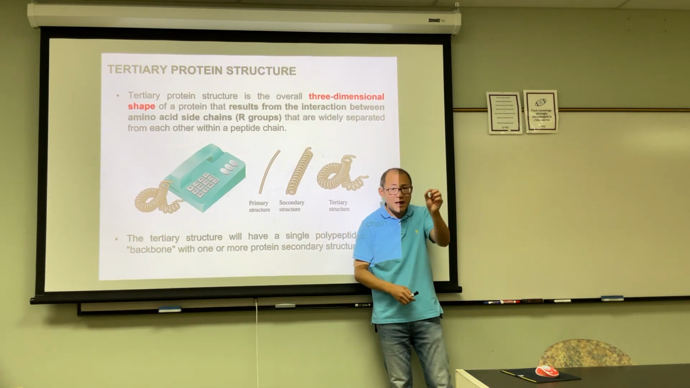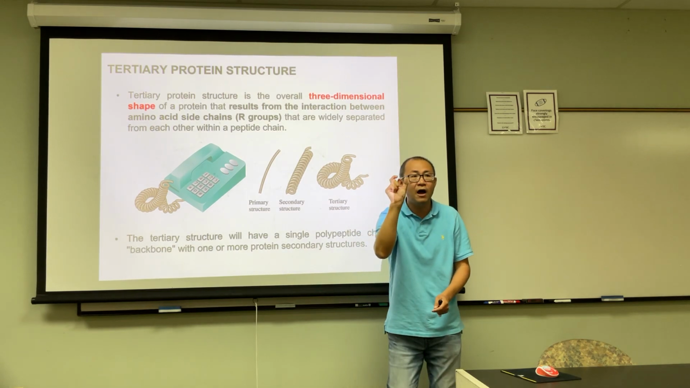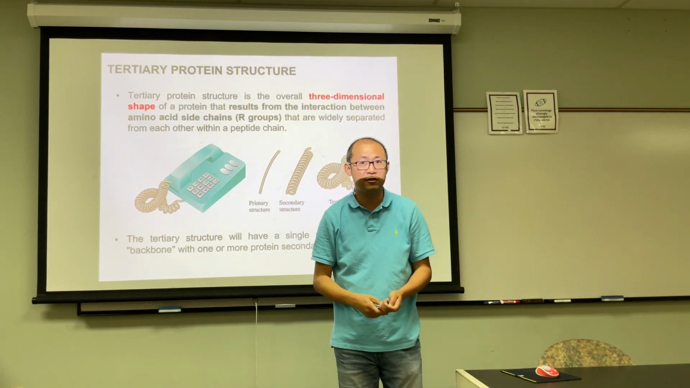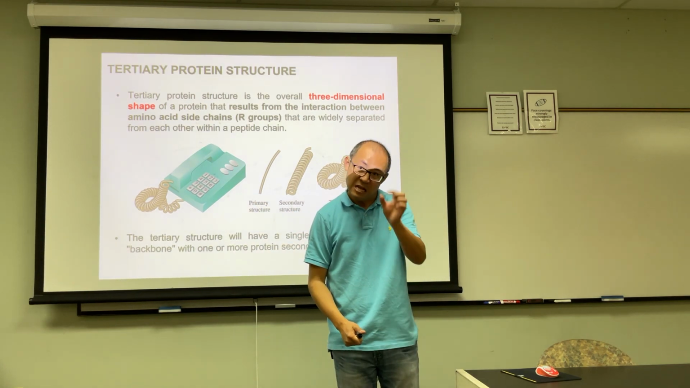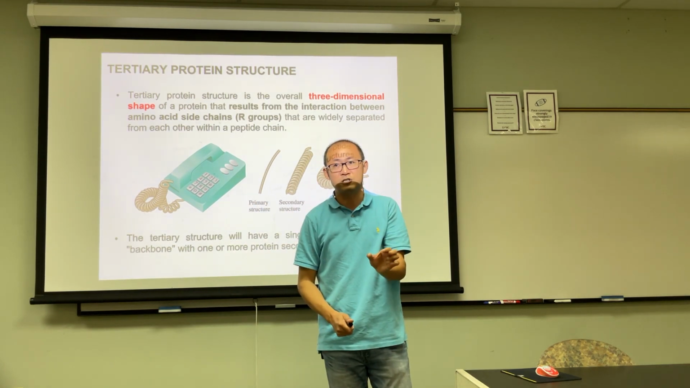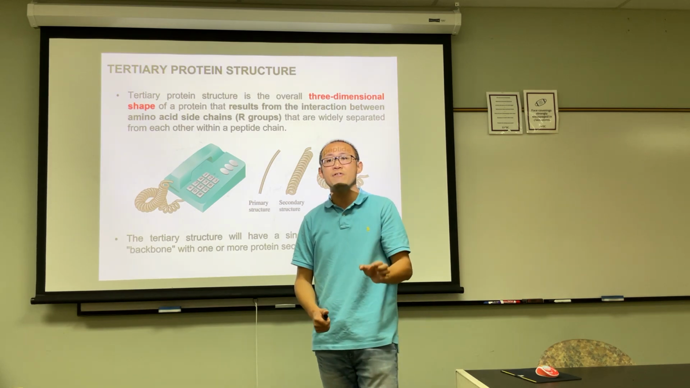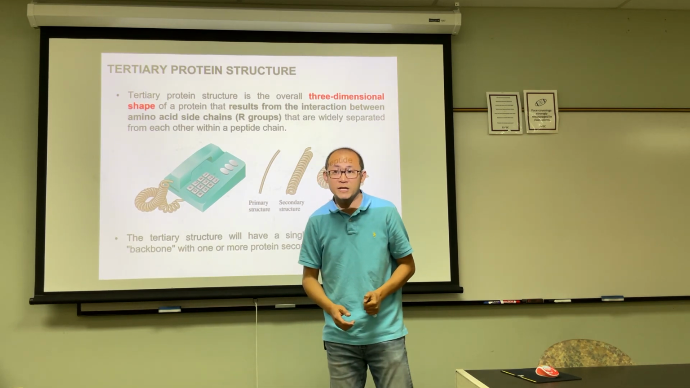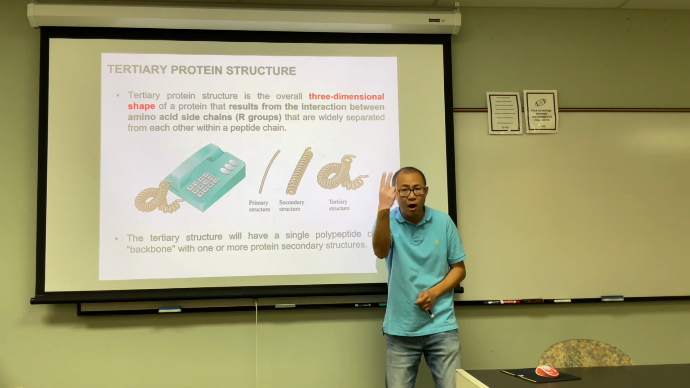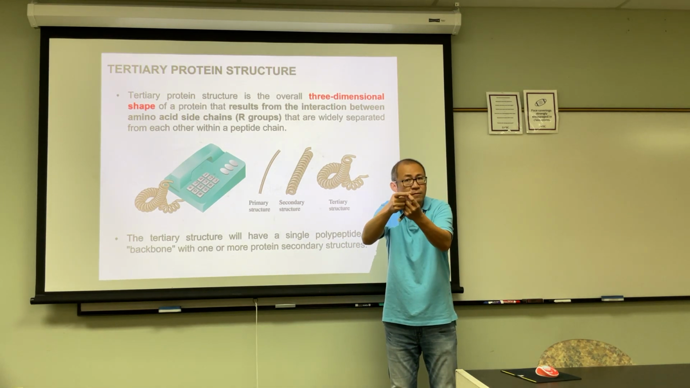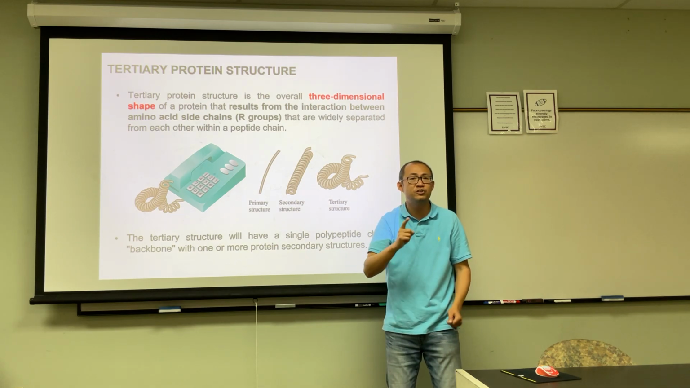Tertiary structure is basically a pair of R groups interacting together. Of course, there are a lot of pairs in one protein, but each tertiary interaction is a pair of what? R groups. So how many R groups are we talking about? 2 R groups. They interact, they contribute to one tertiary interaction.